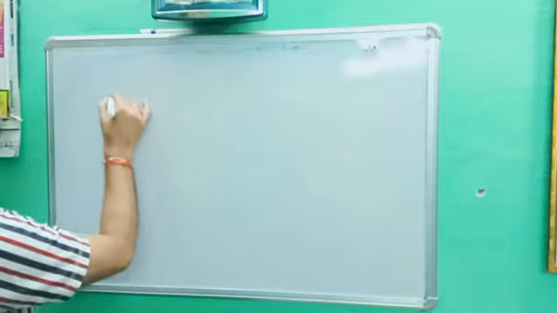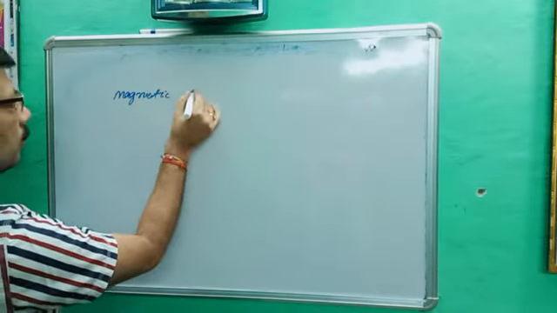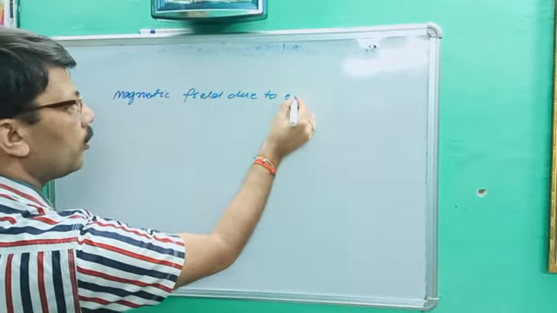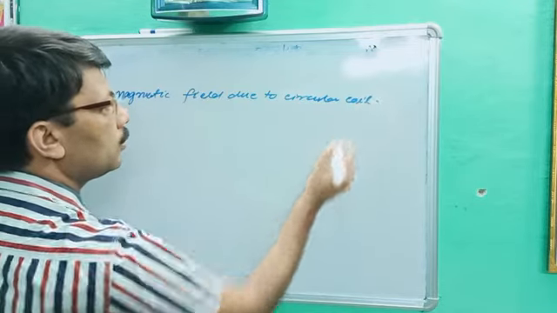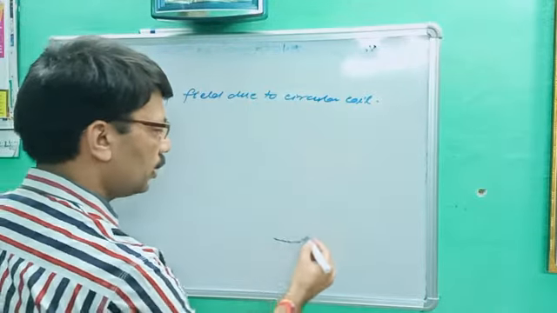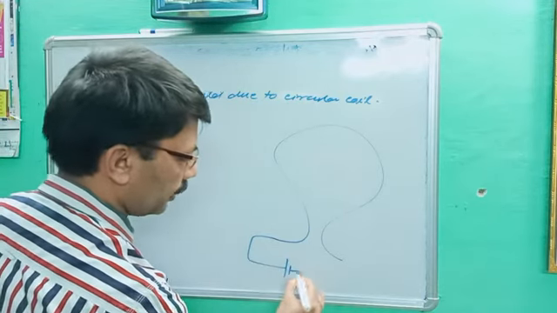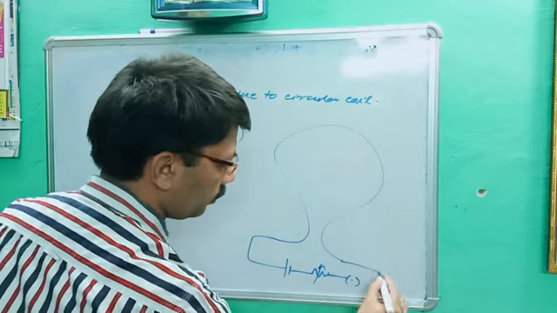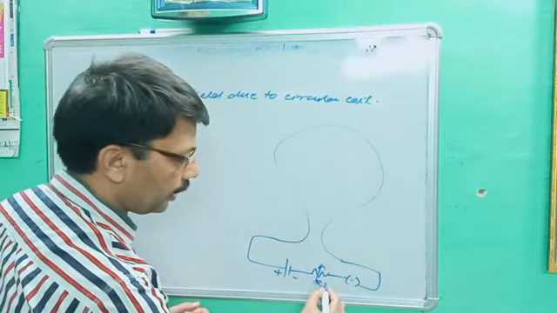Make the heading: magnetic field due to circular coil. Magnetic field due to circular coil. So first see here, let's suppose this is the circular coil, electric source, rheostat and key. These are the common devices: positive, negative, rheostat (RH), key.